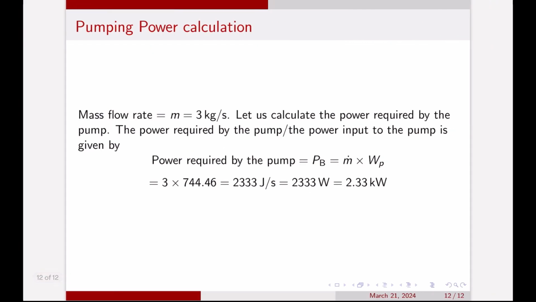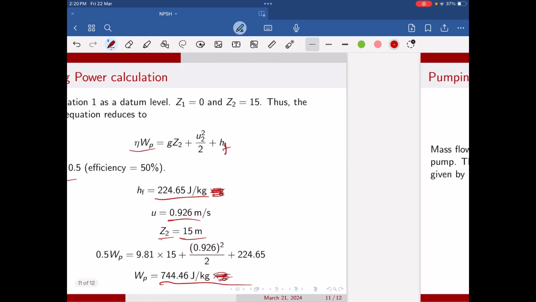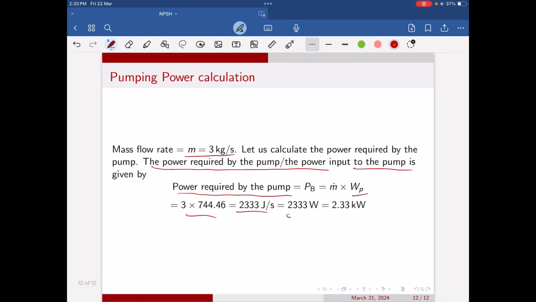Now mass flow rate is 3 kg per second. So let's calculate the power required by the pump. The power required by the pump, or the power input to the pump, is P equals mass flow rate times W_p. If we multiply that, that will give 2233 joule per second. So that is 2.233 kilowatt. That's it.